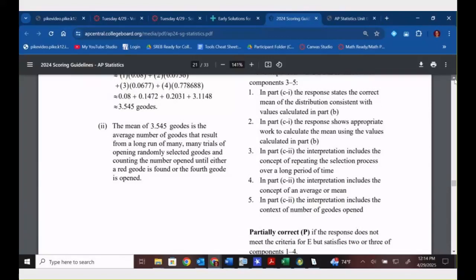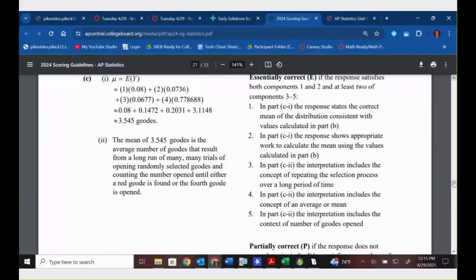To get a P, you need 2 or 3 of components 1 through 4. 2 or 3 of these would get a P. And anything other than that would receive an I. If you have not already, please give them an E, P, or I there.